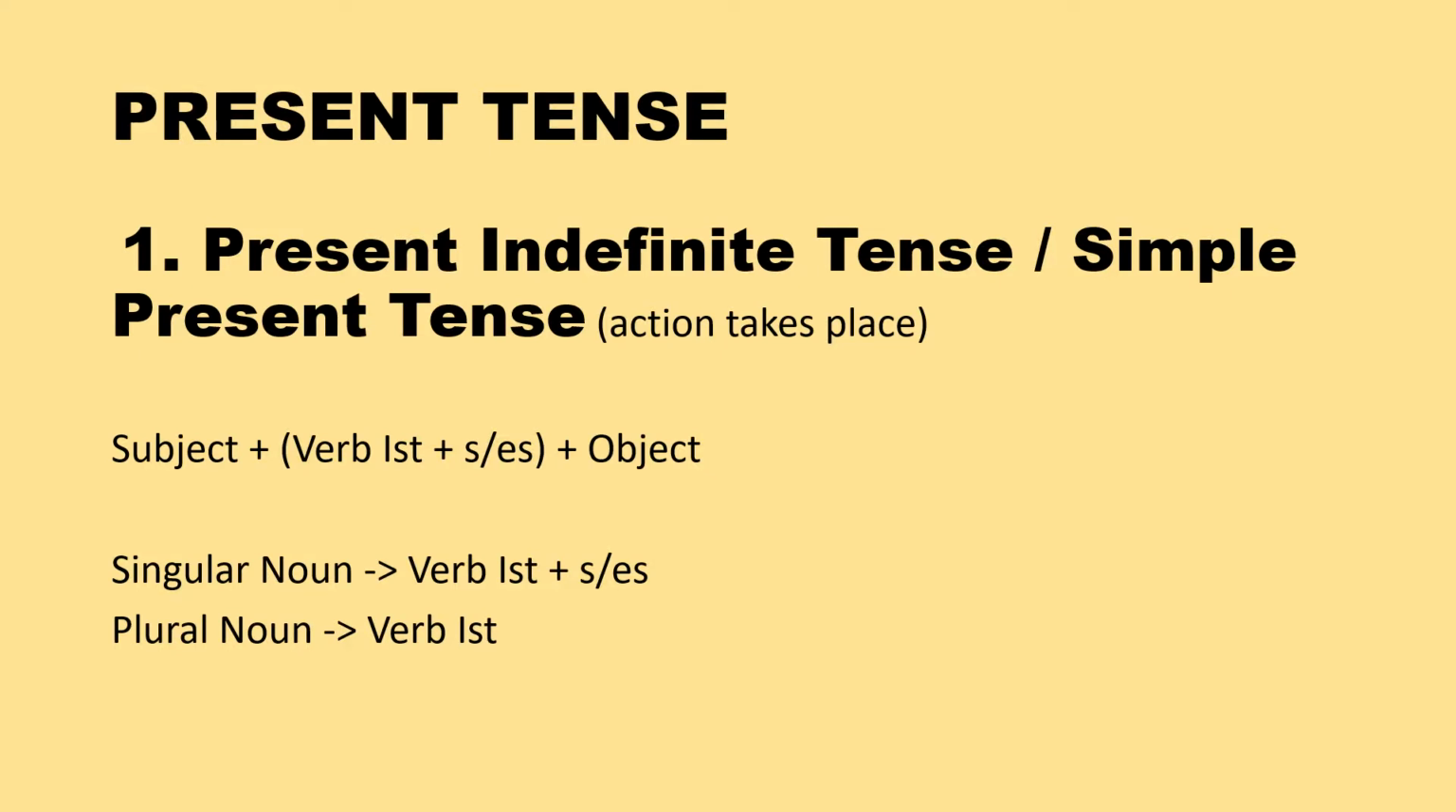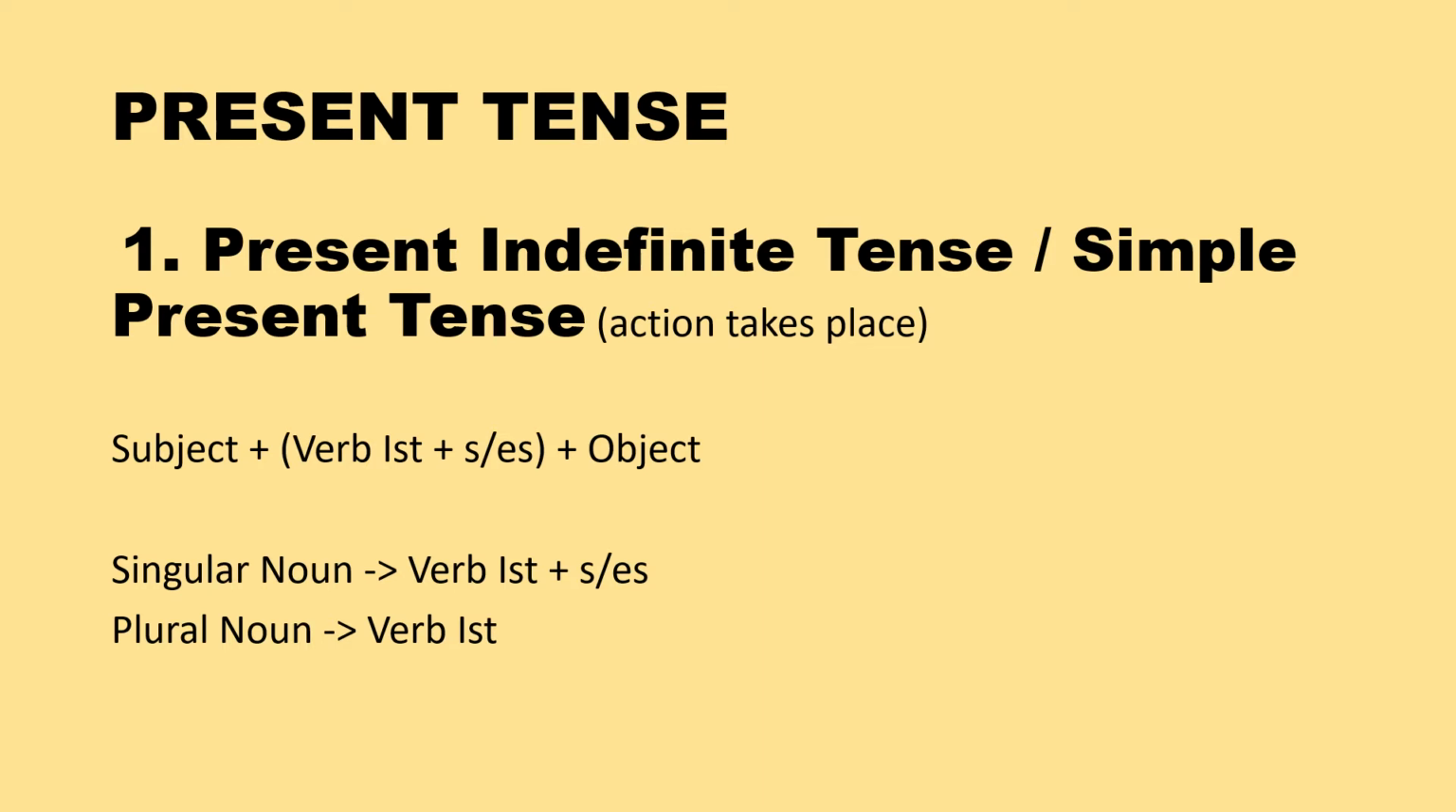When we talk about present tense, in this video we will read about simple present tense, present continuous tense, and present perfect tense. Let us see the first part of the present tense, that is the present indefinite tense, which is also known as simple present tense. You can call it either present indefinite tense or simple present tense.